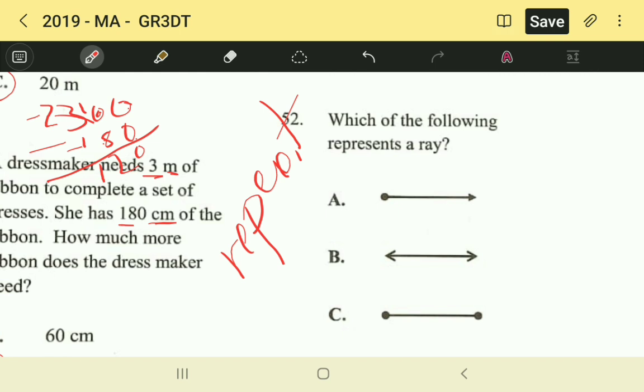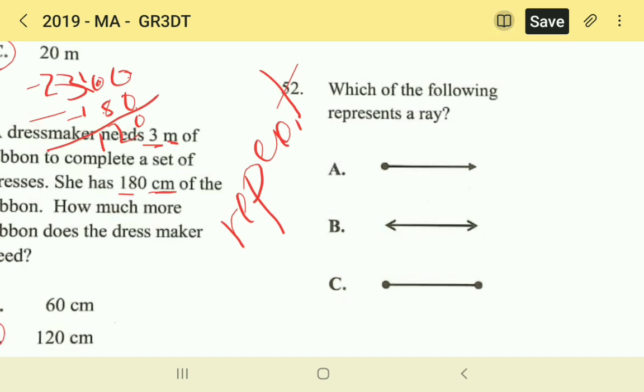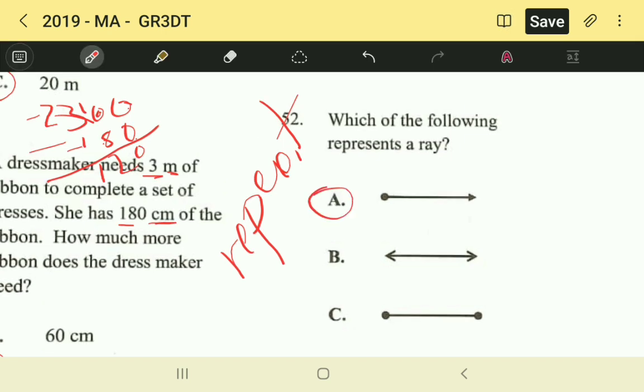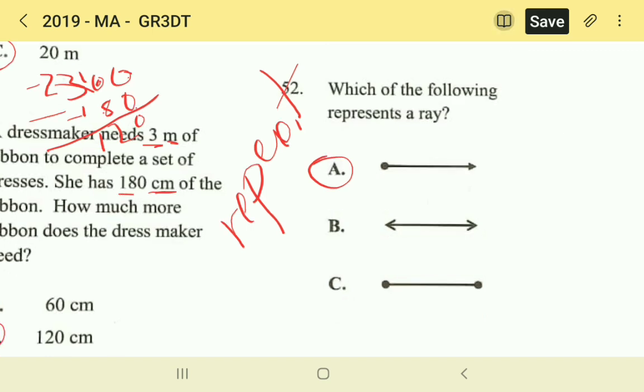52 is a spell the word. R-E-P-E-A-T. Let's see, which of the following is a ray? And remember that little thing I did? A is a ray. A ray starts at a point and continues endlessly in one direction. Can be turned in any way. That's a ray. Alright? A is a ray.